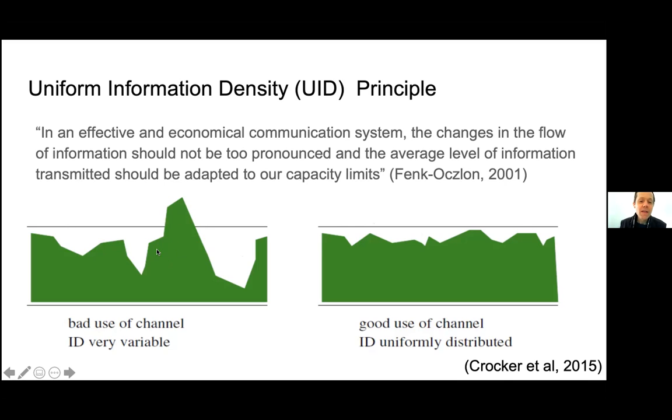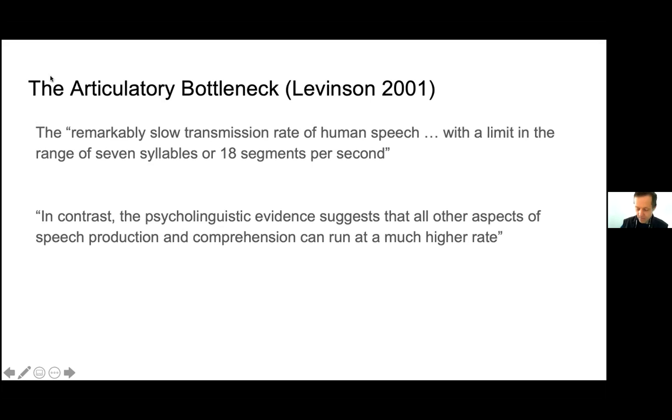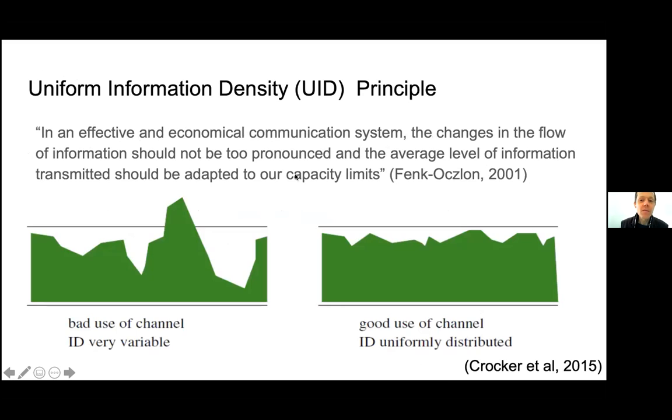So one thing that's bad is that there are places here where the channel capacity is being exceeded. So that's going to make it hard for the listener, presumably. But also there are cases here where we're wasting the capacity of the channel. During this part of the utterance, we're communicating fewer bits than we could. So this is the idea of the UID principle, uniform information density principle. And one of the questions to ask about this is, well, if this is right, what is the capacity limit here, and how might we think about it?